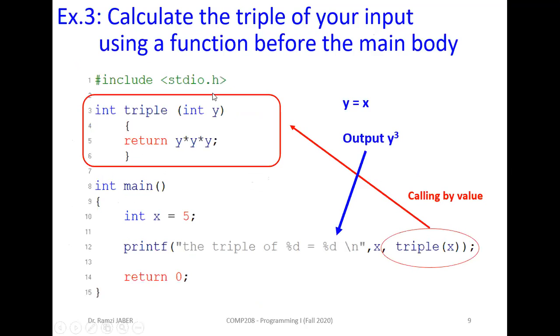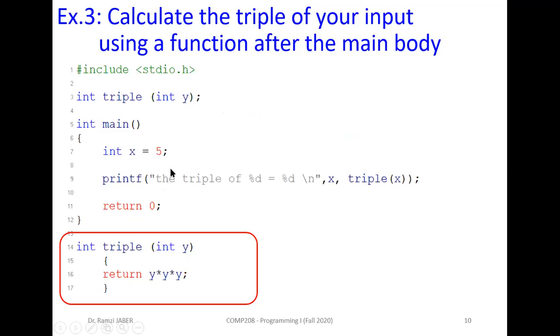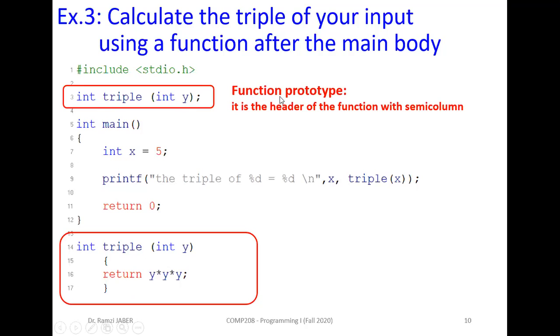In the example here, when you write your functions before int main, no need for a prototype, no semicolon here, no need, just write your functions before the main body. If you write it after the main body, you need to declare this function first, then write it again after. So this is called function prototype with semicolon. Okay, so you can write whatever you want before or after. So after, you need to put a function prototype. Before, no. Okay, any question?